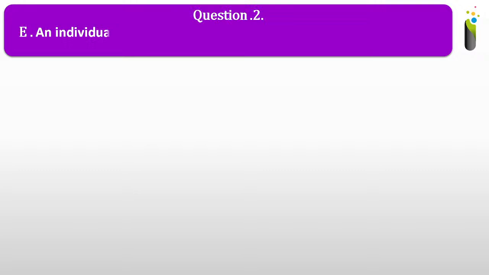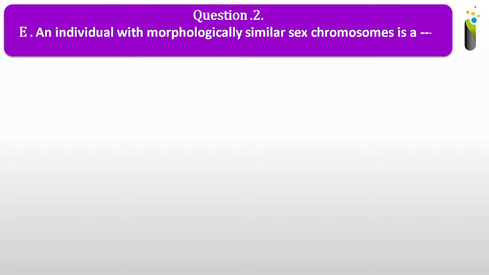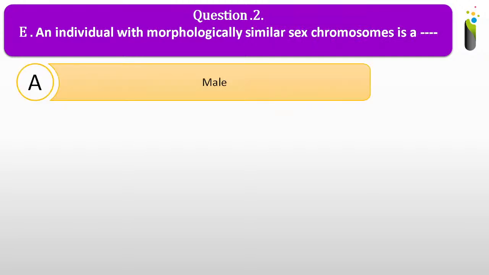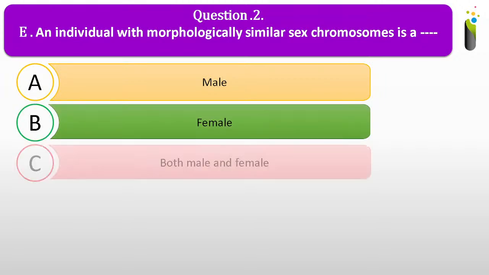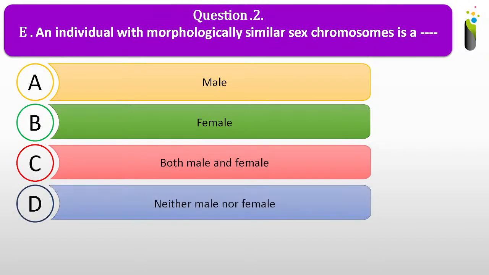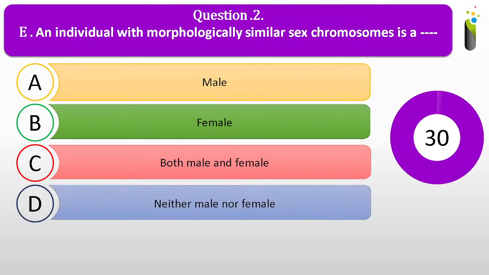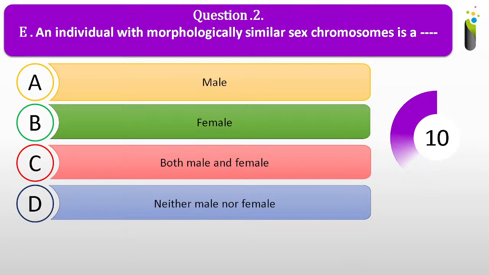Question number 2, sub-question E. An individual with morphologically similar sex chromosomes is a dash. A, male, B, female, C, both male and female, D, neither male nor female. So an individual with morphologically similar sex chromosomes is dash. What should be the answer for this question?